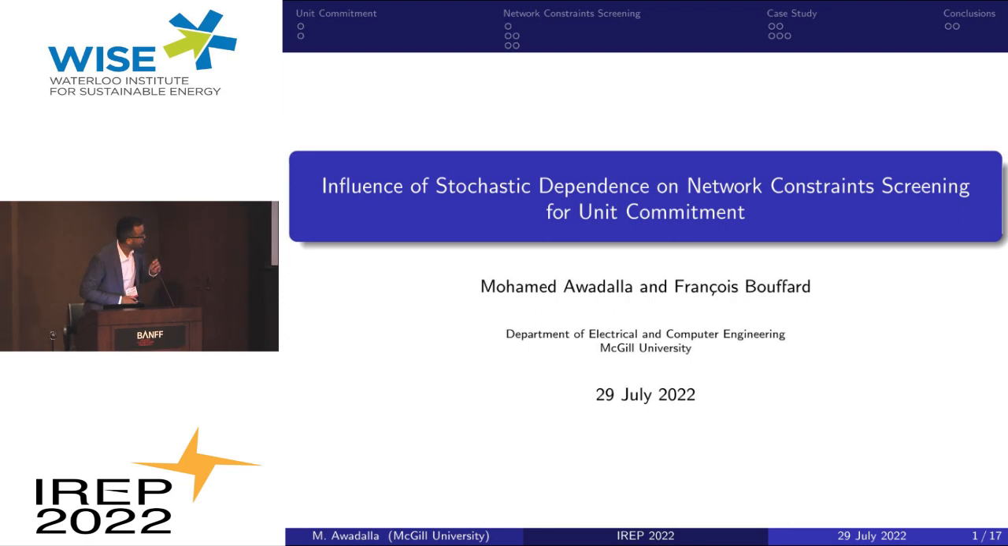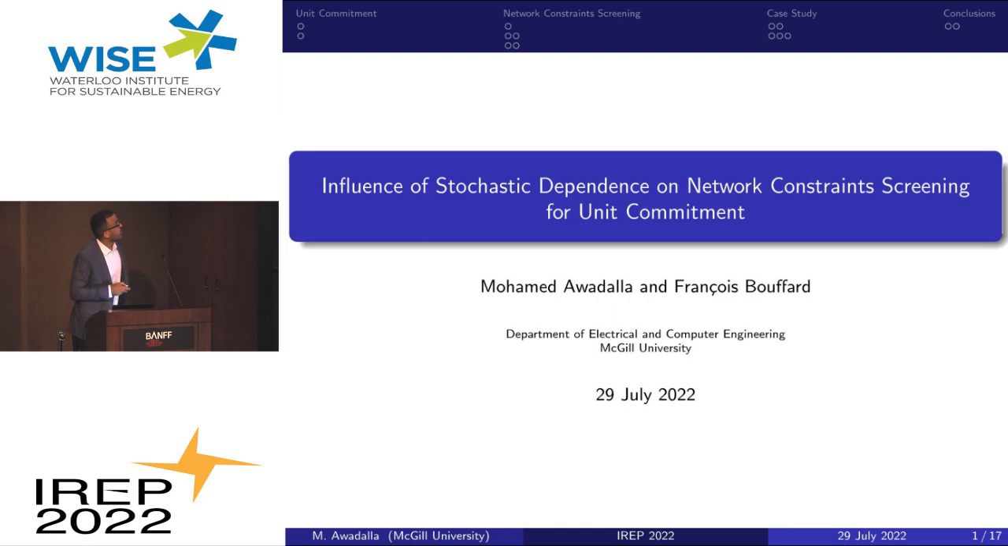In today's session, this is me, Mohammed Awadallah, PhD student at McGill University. This work is joint work between me and my supervisor, Francois Bouffard. Today, I'm going to talk about the influence of stochastic dependence on network constraint screening for the unit commitment problem. In this work, we try to see the impact of the correlation in the data coming from the demand and the renewable resources, and how that impacts the congestion on the transmission lines for the unit commitment problem.